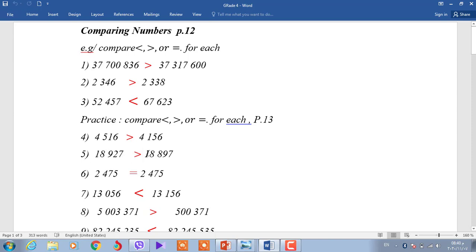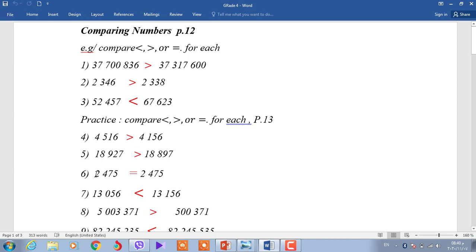In practice 5 we have 18,927 greater than 18,897, because we have 1 in 10,000, 8 in 1,000, 9 in 100 and 8 in 100. Because 9 is greater than 8, this number 18,927 is greater than 18,897.